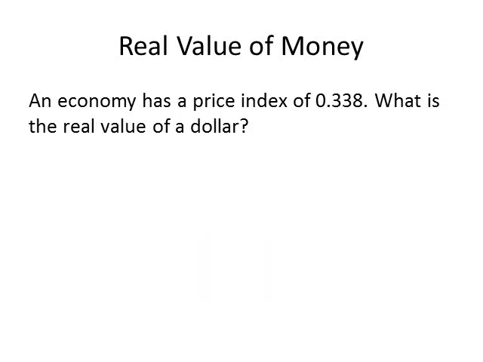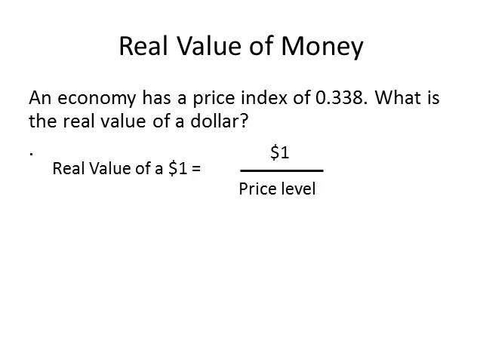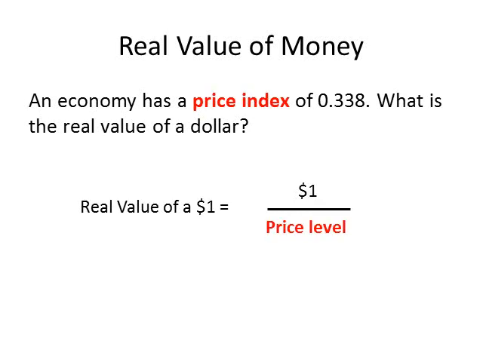Let's look at another example. An economy has a price index of 0.338. What is the real value of a dollar? The first step is to write down the formula. The real value of a dollar is equal to $1 divided by price level. Second, we're going to need to substitute in the price index for the price level. Next, since the price index is 0.338, we will substitute that into the formula.